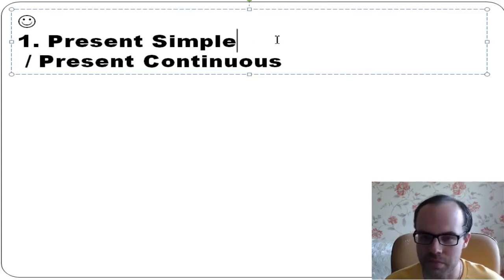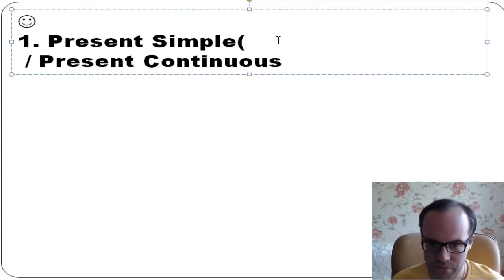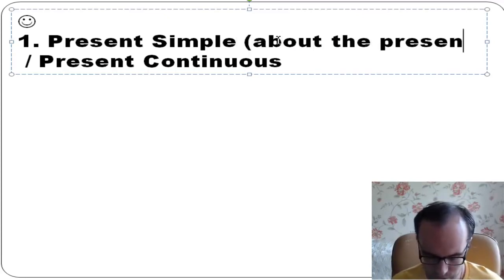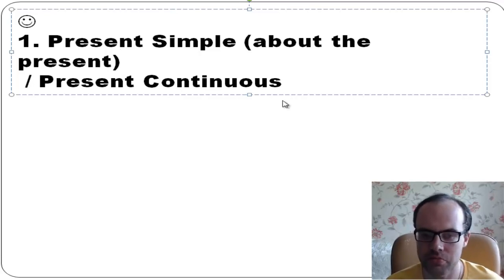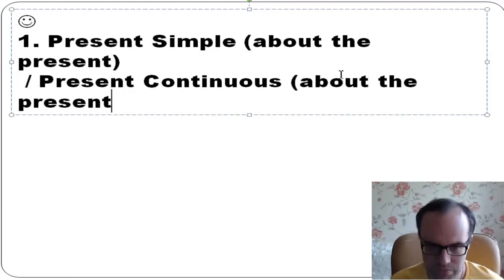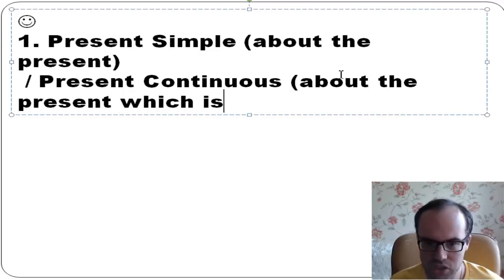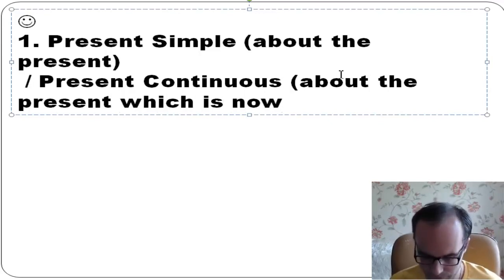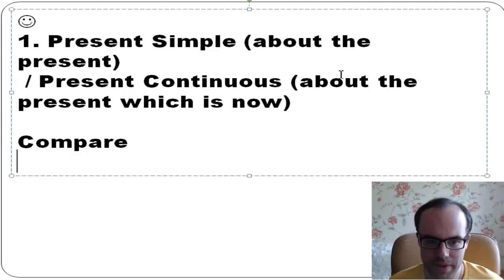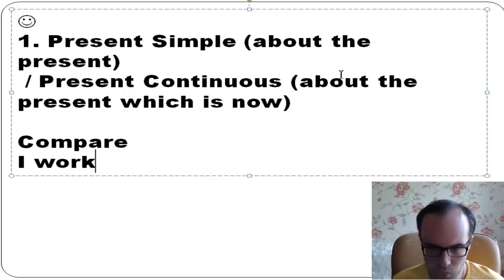Present simple tells us about the present. And present continuous is also about the present, but which is now? Compare.